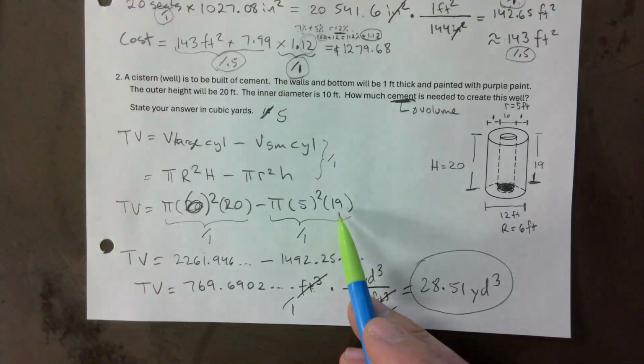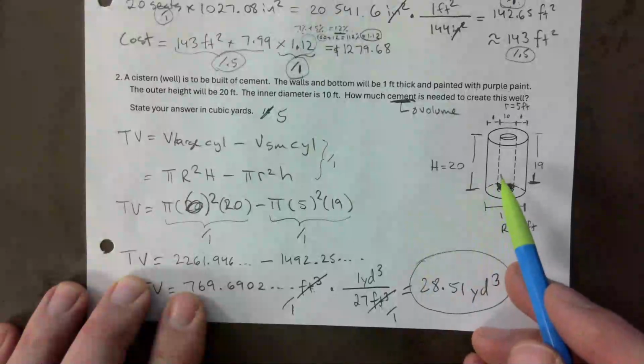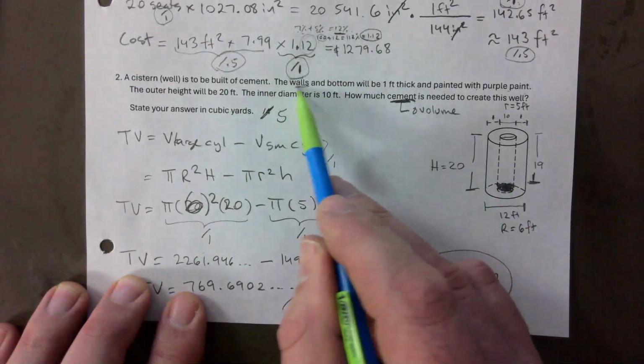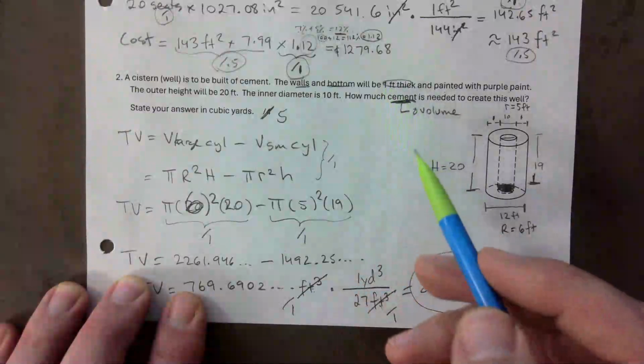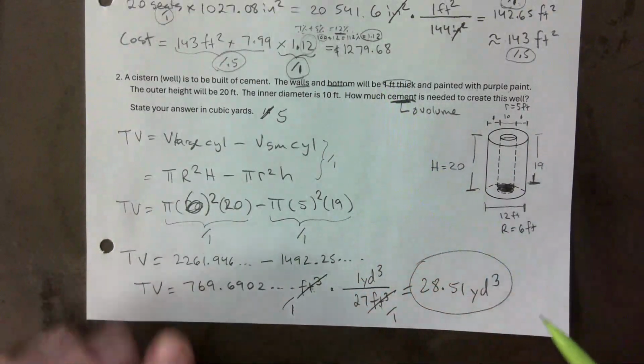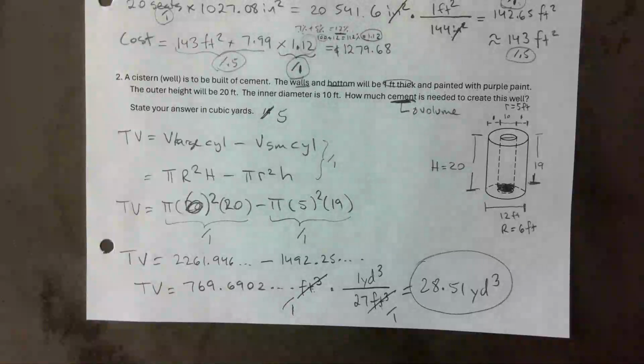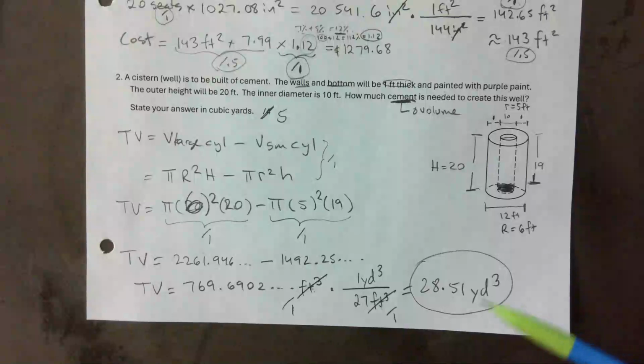19 here? Because we're told that the walls and the bottom is 1 foot. Yeah. Good question. I appreciate you asking. I'll try to answer it when I can.